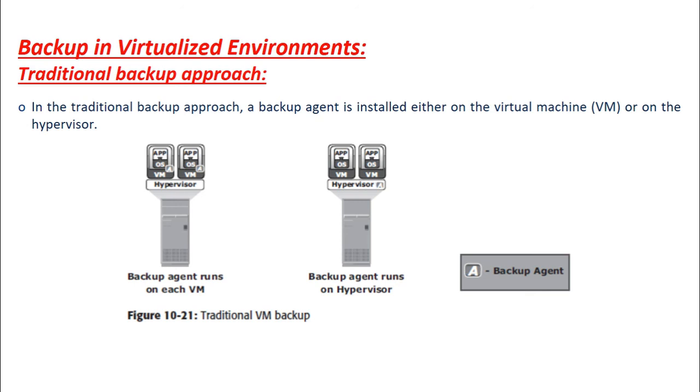If the backup client is installed on the hypervisor, as shown in this particular diagram, the virtual machines appear as a set of files to the agent, so the virtual machine files can be backed up by performing a file system backup from the hypervisor. This approach is relatively simpler because it requires having the agent just on the hypervisor instead of on all the virtual machines. The traditional backup method can cause high CPU utilization on the server being backed up. That is our traditional backup approach in a virtualized environment.